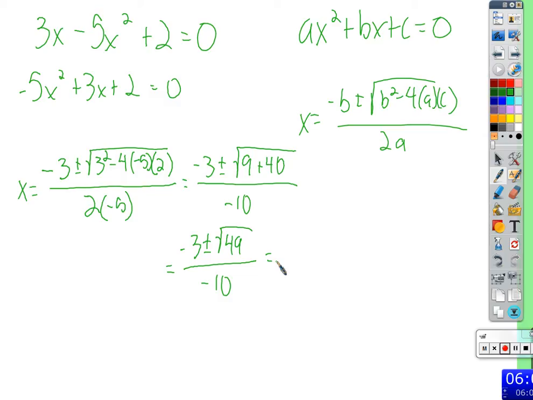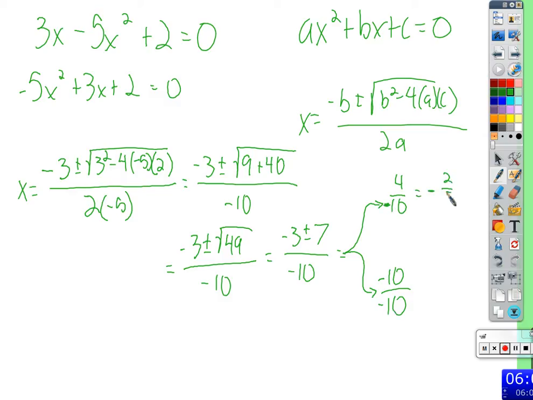What's the square root of 49? 7. So we have negative 3 plus or minus 7 in the numerator. So we'll add 7 and subtract 7 to get our two different numerators, and they'll both be over negative 10. I guess we should go two different directions with this now. Negative 3 plus 7 is positive 4 over negative 10. Negative 3 minus 7 is negative 10, over negative 10. So 4 divided by negative 10 is negative 2/5. And negative 10 divided by negative 10 is positive 1.